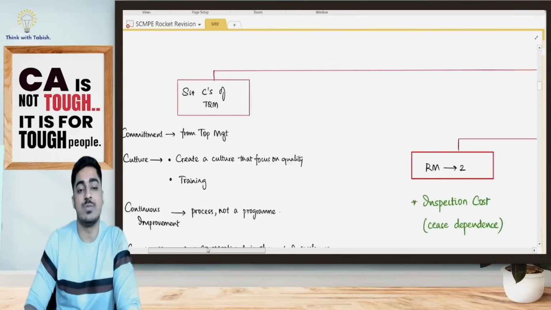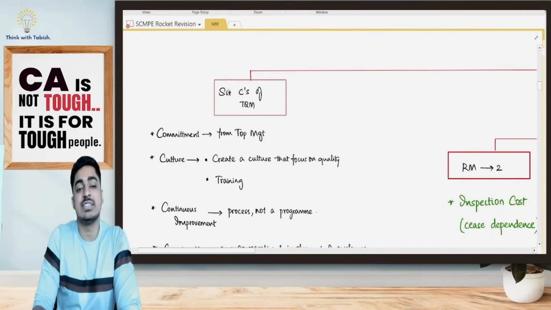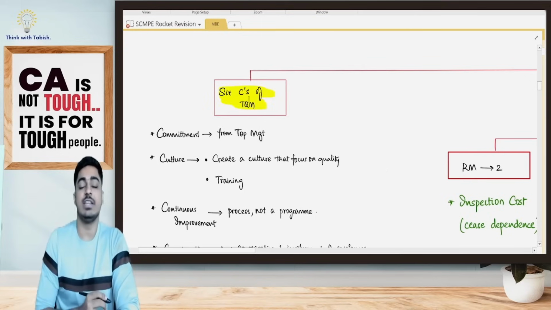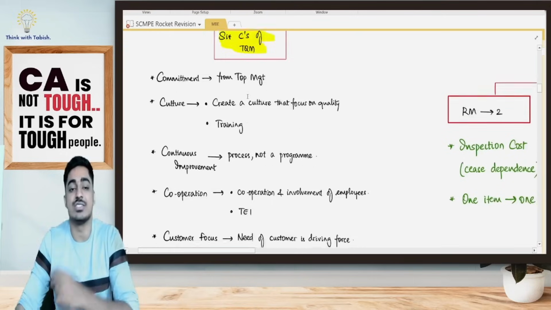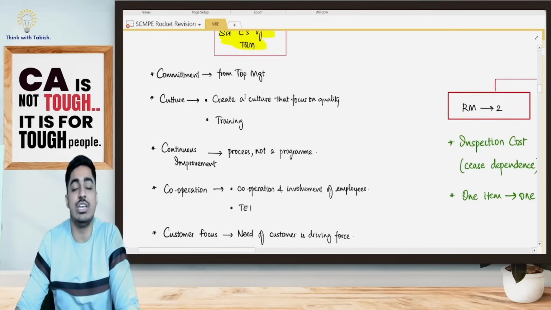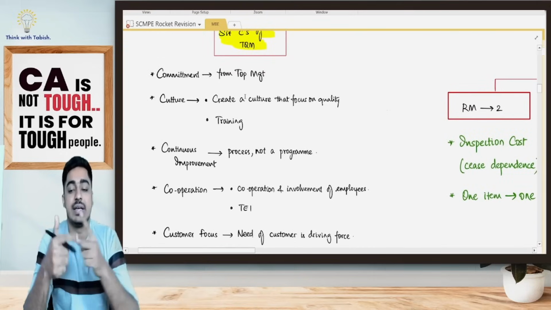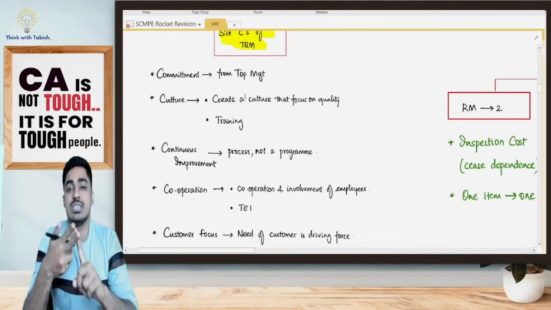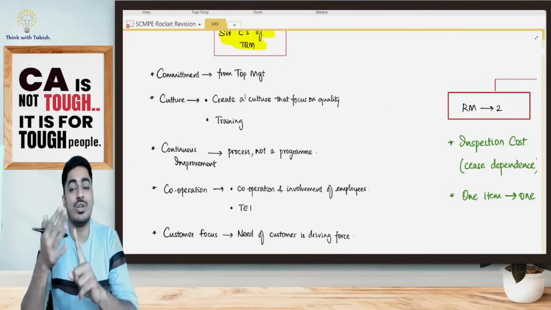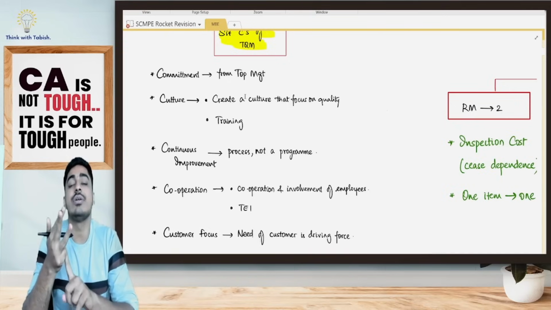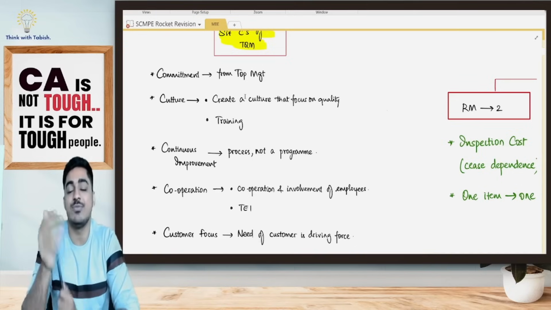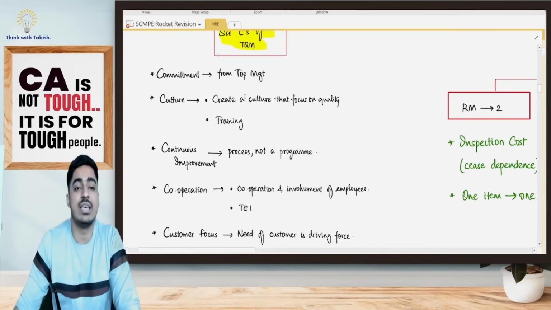Now, few points we are having in TQM. Firstly, we are having the 6 C's of TQM. They have given you a song for you guys to remember. Yes or no, students? Yes, 6 C's of TQM. What we are told? Commitment, culture, continuous improvement, cooperation, customer focus, control. Yes or no? 6 C's of TQM. We have given you a song. Yes, I hope you guys remember it.